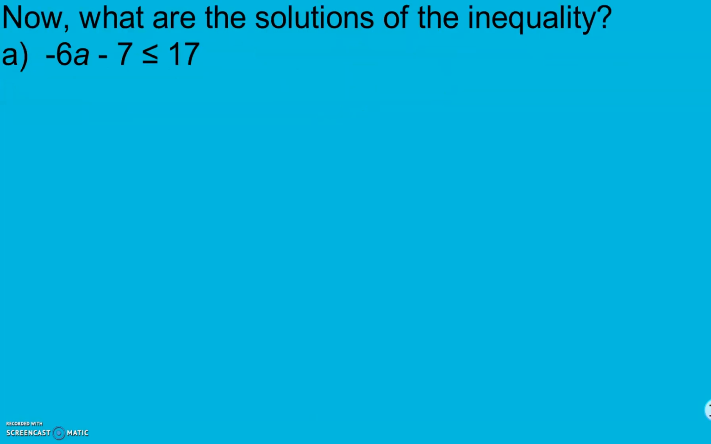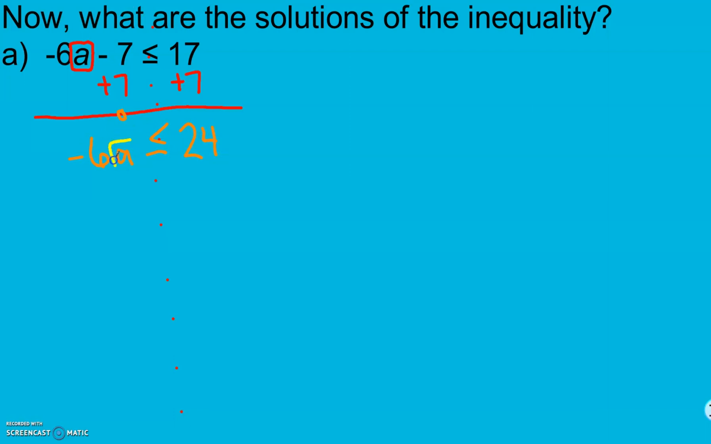Now, feel free to pause here and give this a try if you'd like. Right now, our variable is being multiplied by -6 and subtracted by 7. We get rid of any adding or subtracting first, just like we did with equations. Again, we're going to do PEMDAS backwards. And whatever I do to one side of my inequality, I have to do to both. -7 plus 7 is 0, so here I just have -6a is less than or equal to 24.